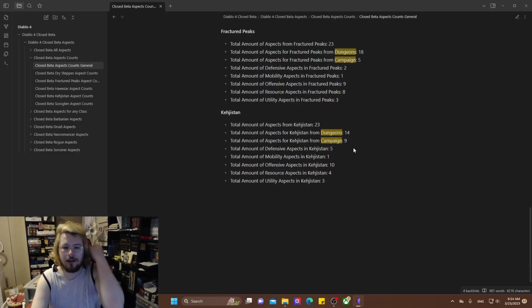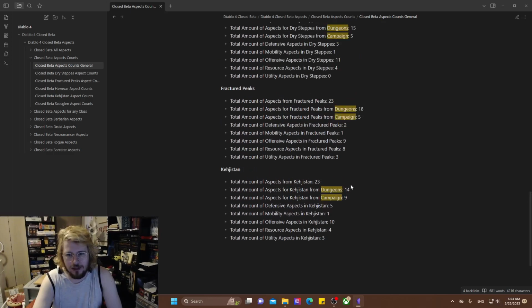And then Kehejistan has 23 total aspects in that territory. 14 are from dungeons and 9 are from the campaign. There's 5 defensive aspects in Kehejistan, 1 mobility, 10 offensive, 4 resource, and 3 utility.